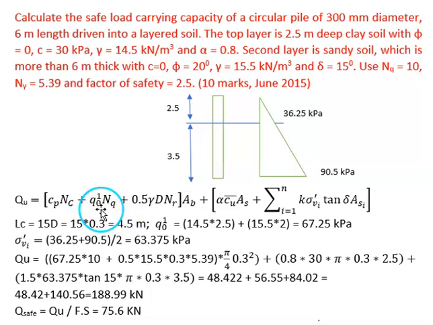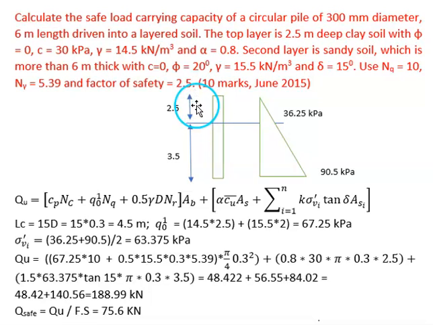To find the Q naught dash value, we should find the critical depth. Here the critical depth is based on the phi value corresponding to the pile tip. At the pile tip, the phi value is 20 degrees, which is less than 30 degrees. So we should take it as 15 times the diameter. 15 into diameter, which is given as 300 millimeter, that is 0.3 meter, so we get the critical depth as 4.5 meter. So we have to find the Q naught dash value up to 4.5 meter only.